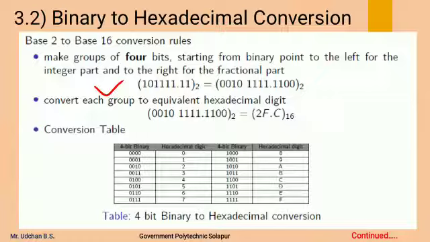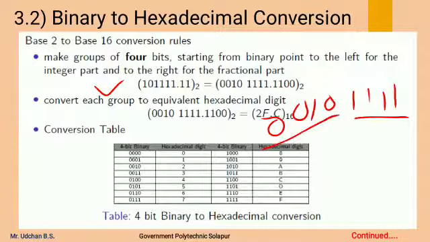Now starting from the binary point, for the integer part we will get 1 1 1 1. This will be our first group of 4 bits. Next group will be 0 1. Now to make a group of 4 bits we are going to add 2 zeros at the MSB position. So these are the two groups. For the fractional part we will get 1 1, 2 bits. To make a group of 4 bits we will add 2 zeros at the LSB position. This will be our third group of 4 bits.